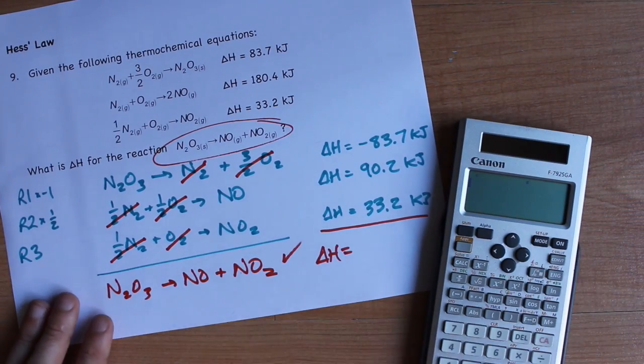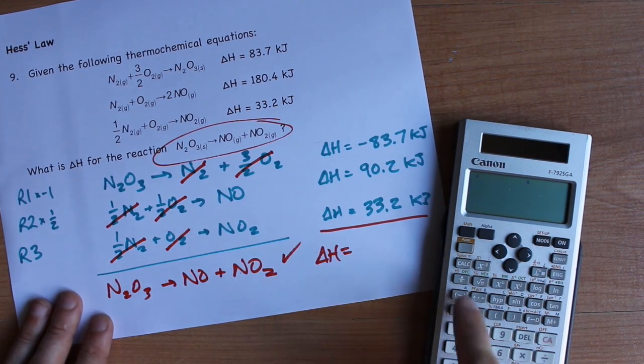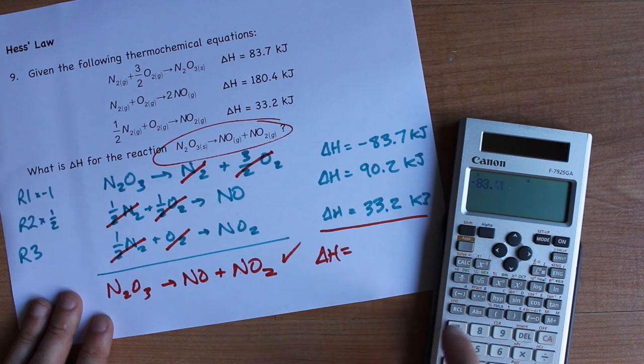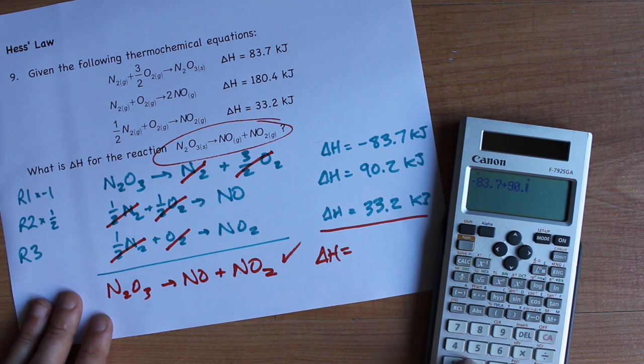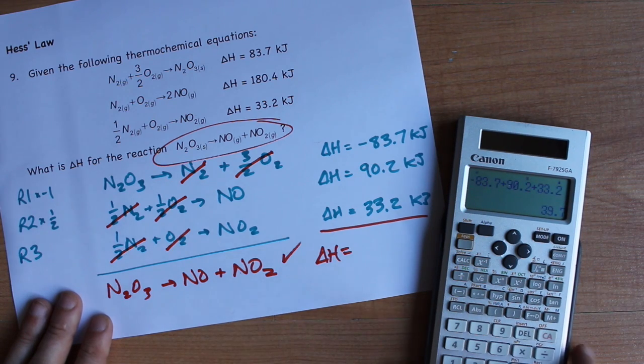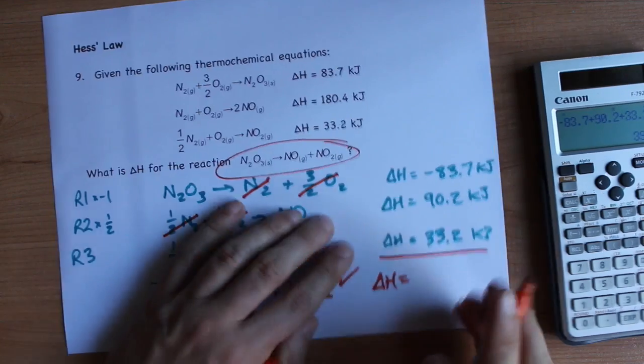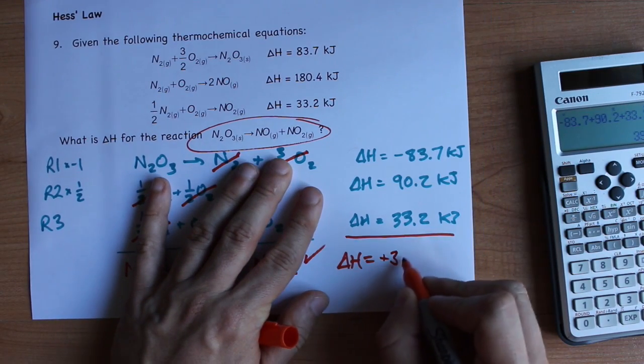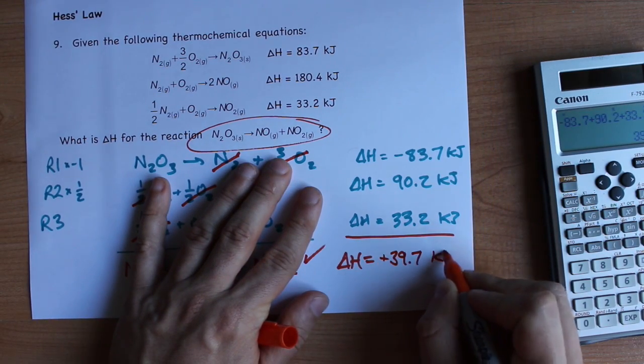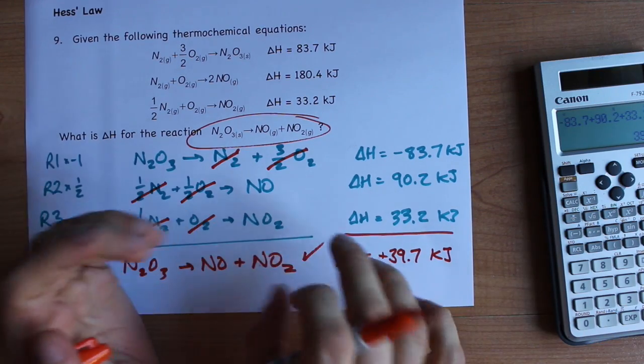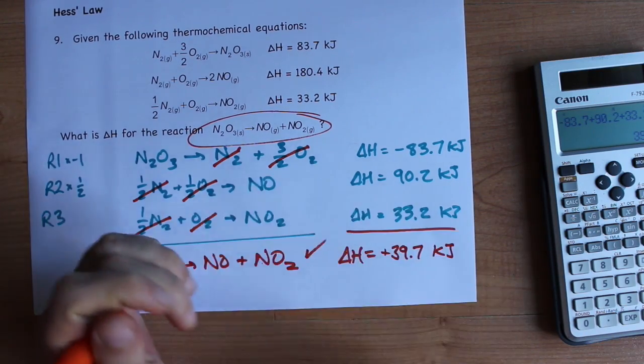I will tilt this so you can watch me type. I have negative 83.7 plus 90.2 plus 33.2. That gives me positive 39.7. So my delta H for the target reaction here is positive 39.7 kilojoules. And we're done. Pretty straightforward.